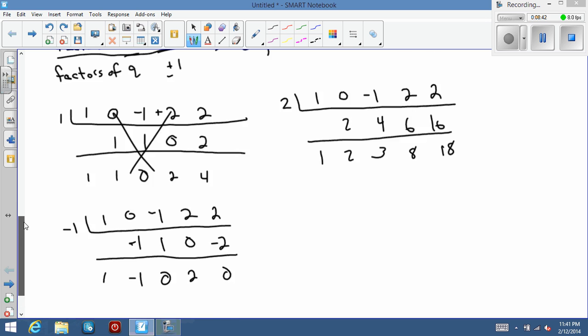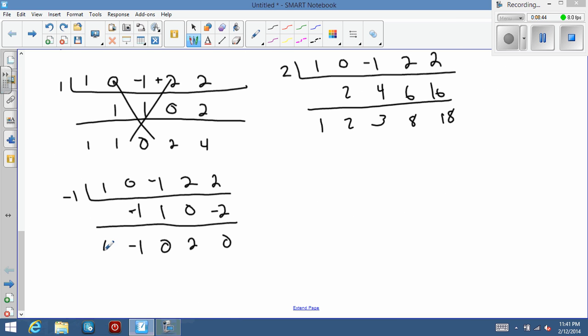So we started at x to the fourth. Now this is x to the third minus x squared, skip the x, and then plus 2. And so what we have to do, that's not a factorable polynomial, so we need to try another 0. Well, we only have one other 0 that we could try. So let's go ahead and try negative 2.